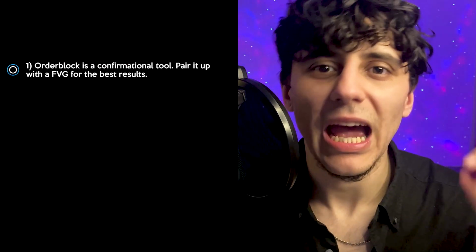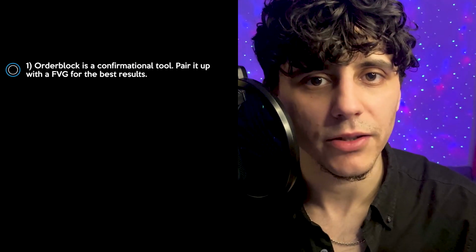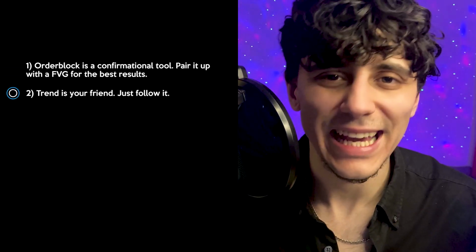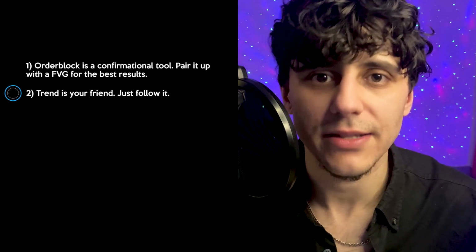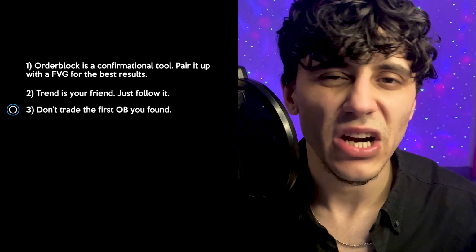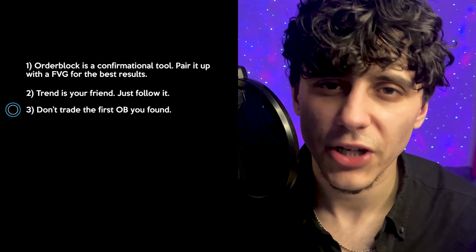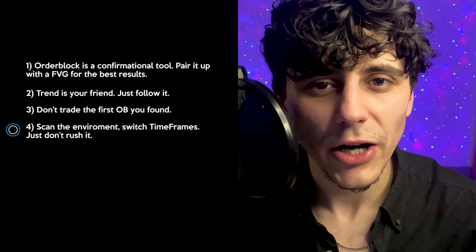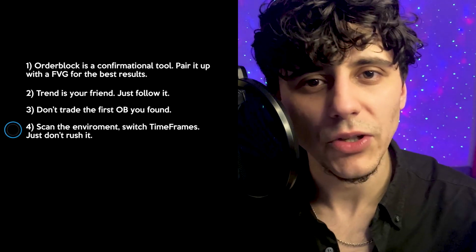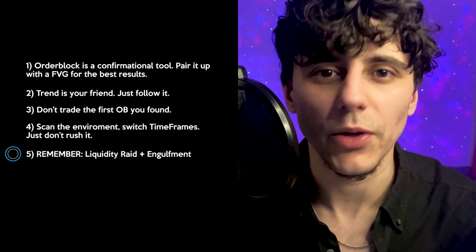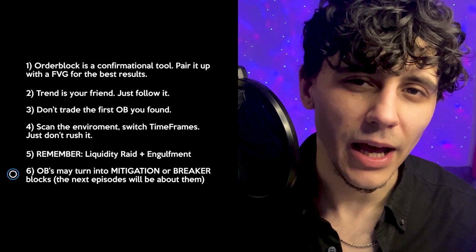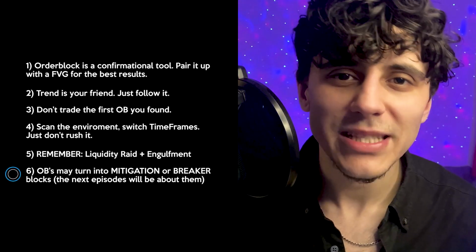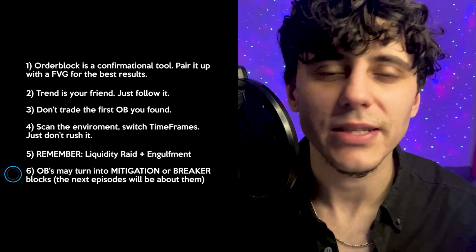Keep in mind, an order block is a confirmational tool. It works best paired with an imbalance. Entries against the trend will decrease your chances to win. If you want to trade just a random order block you find on the chart, it won't play out like you wish. Take into account the environment an order block is surrounded by and remember the rules we learned today. Also, an order block can turn into a mitigation block or a breaker block. These two elements can act as good support or resistance zones.